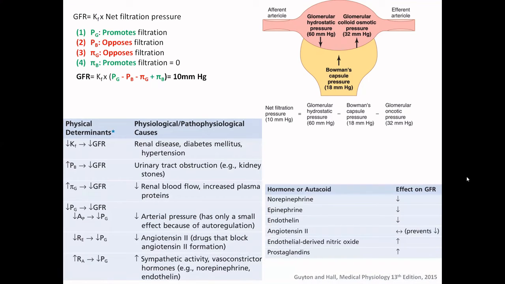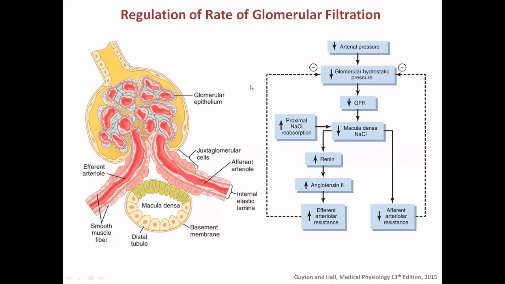And these are the various hormones like norepinephrine, epinephrine, and endothelin; they all decrease the GFR. Whereas nitric oxide and prostaglandin increase the GFR. So the regulation of the rate of glomerular filtration that we are already discussing is sensed by the macula densa based on the sodium concentration.